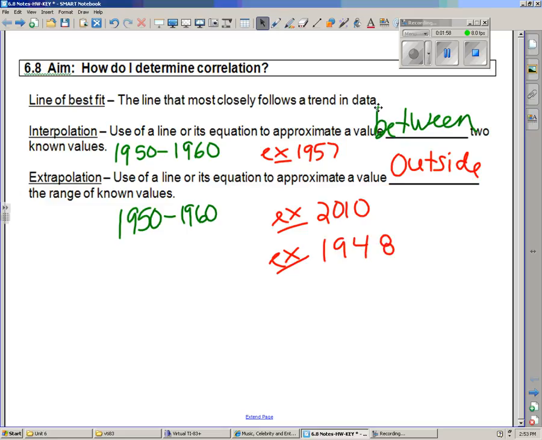Okay, so interpolation is when we're dealing with information that's within the given data set, and extrapolation is when we're dealing with information that's outside the data value set.